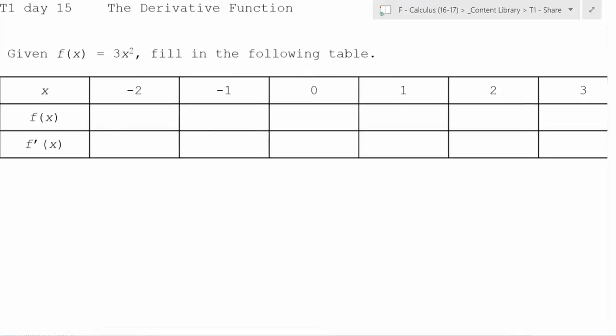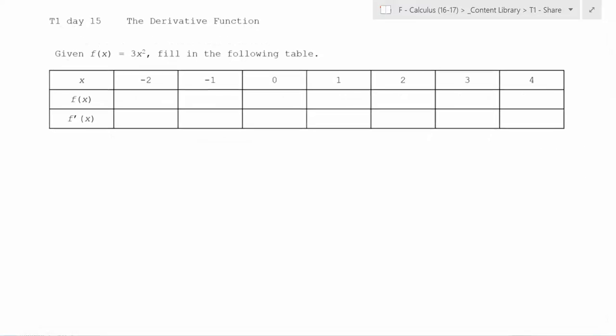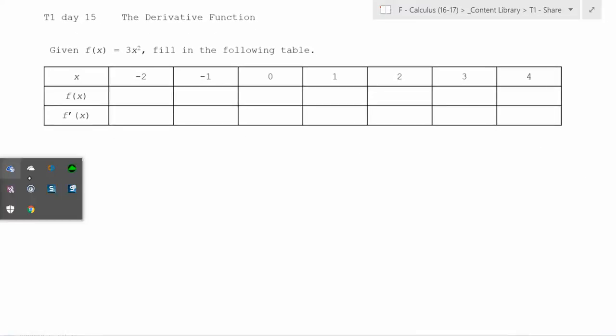Yeah, so do this for me. Enter all those numbers in right there and fill in the first row of that table, please.